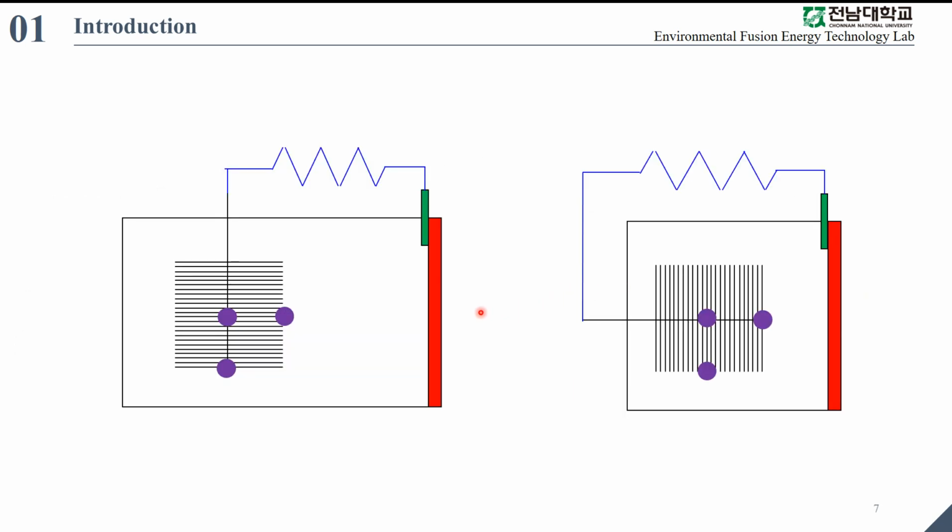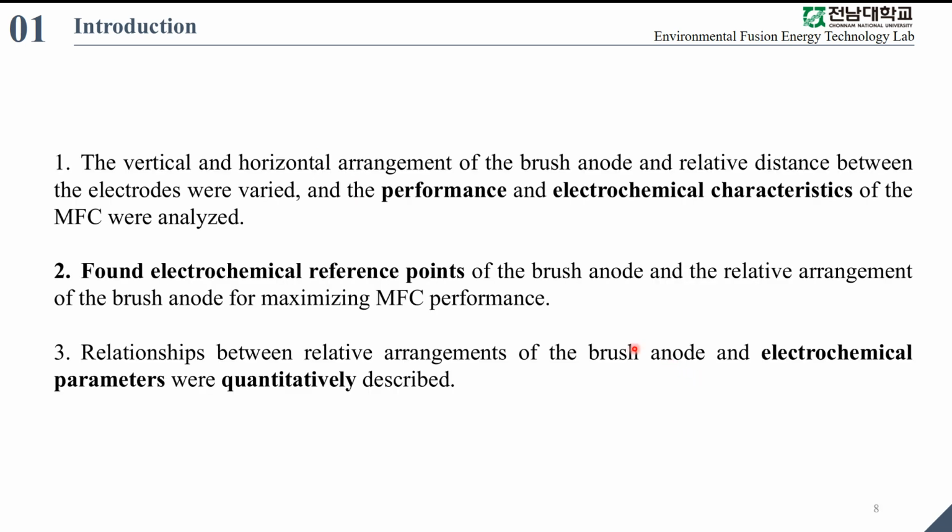It is necessary to quantitatively describe the relative positions of the brush anode and the cathode in order for efficient arrangement of the brush anode to improve power production. To this end, we need to know an electrochemical reference point of the brush anode. At present, it is not known which point is good for an electrochemical reference point of the brush anode. Thus, the following research was conducted in this paper.